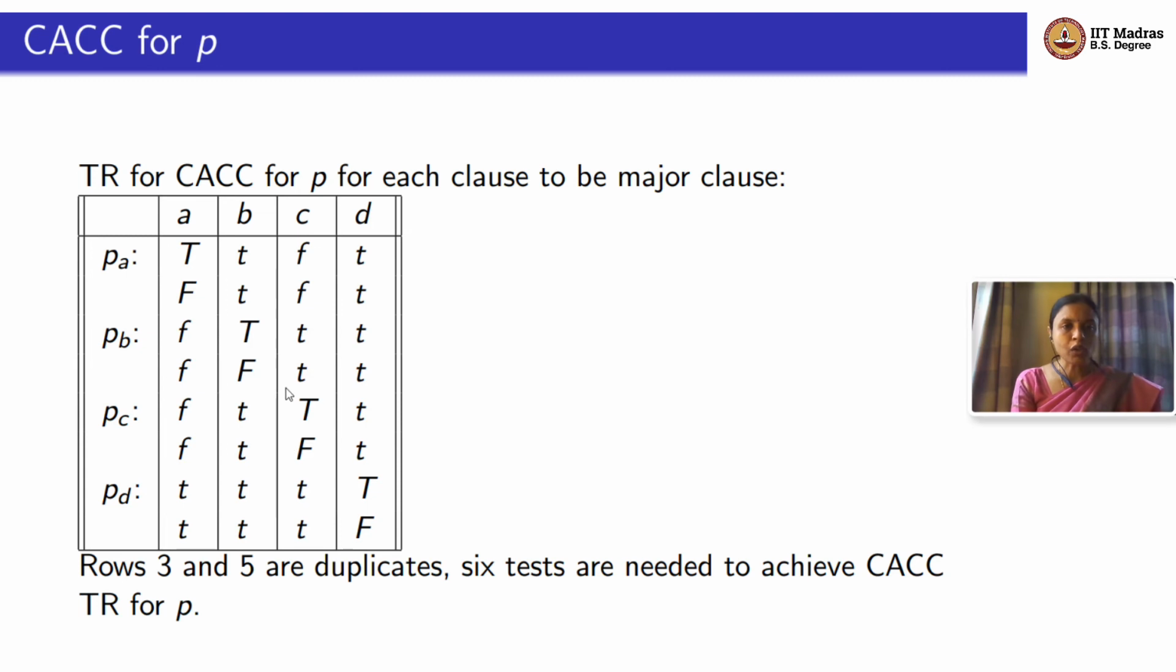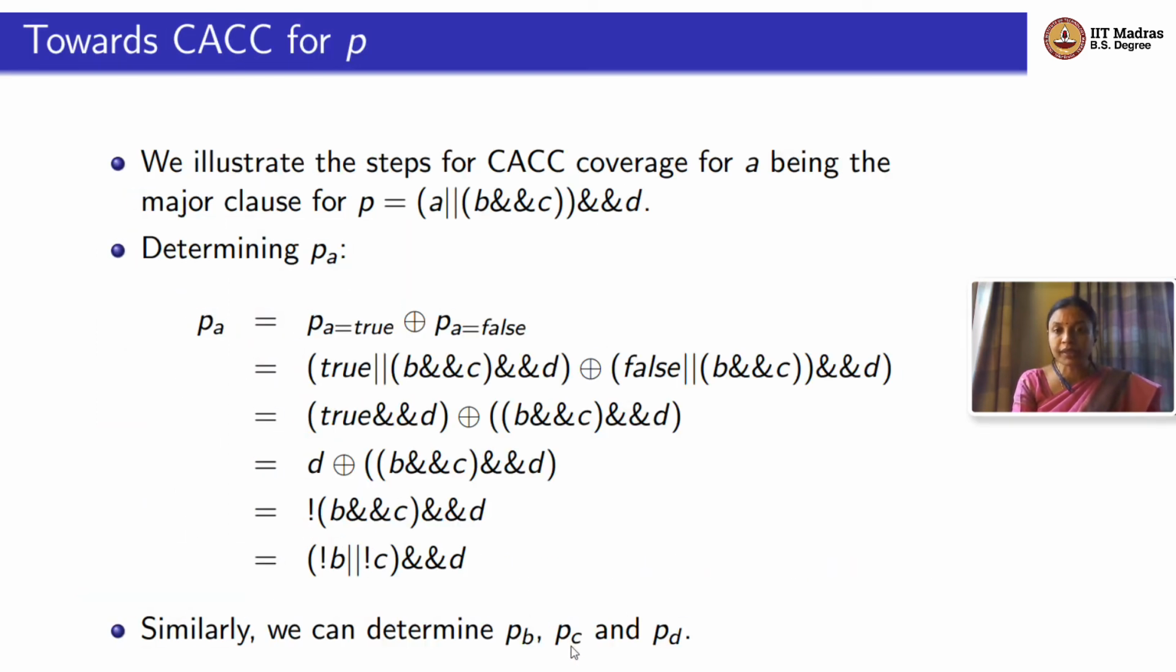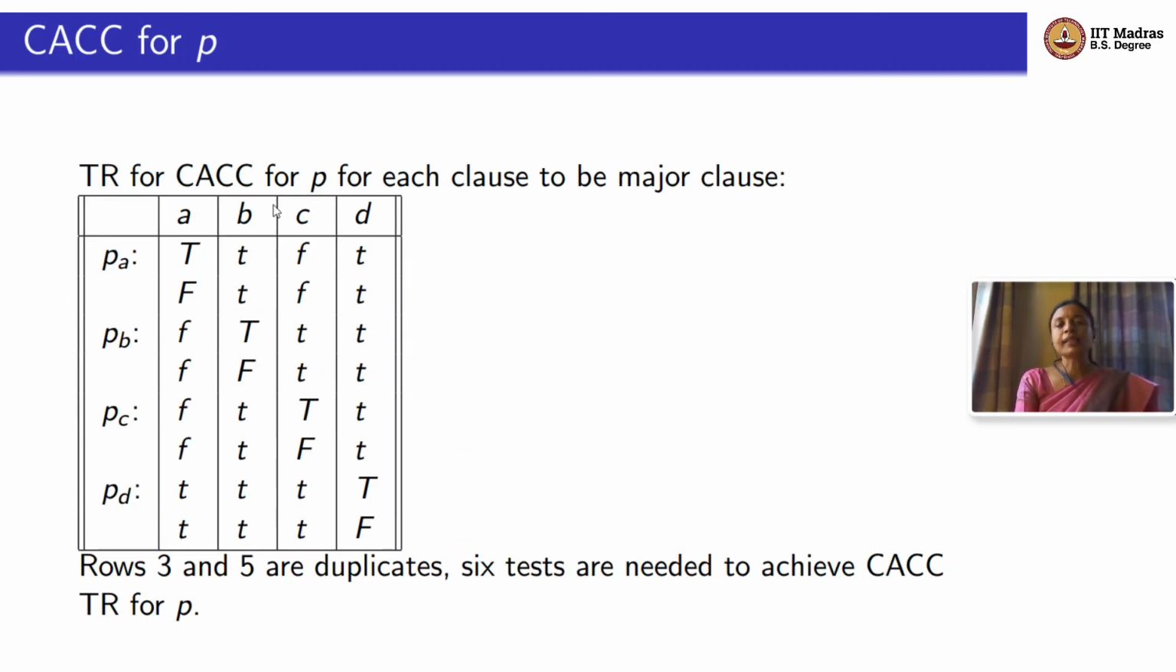Then you do the usual check of pruning the test cases, avoiding duplicates. Here row number 3 and row number 5 are one and the same. So merge them and then you will need 6 test cases for correlated active clause coverage for the predicate P, where each clause takes turn to be the major clause. This will involve some work, which I've skipped. I hope that you will be able to complete. So you have to determine PB, PC, PD, write out the truth table, identify these rows, and this final table will summarize the test requirements for CACC for the predicate P.